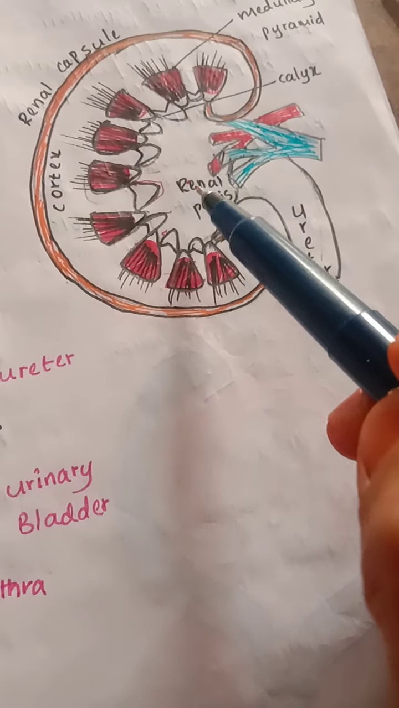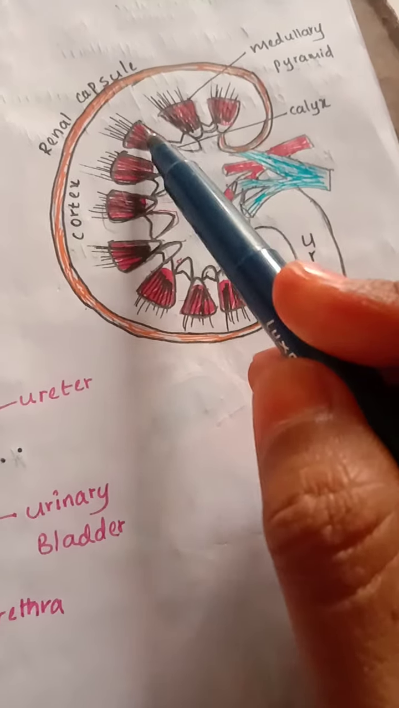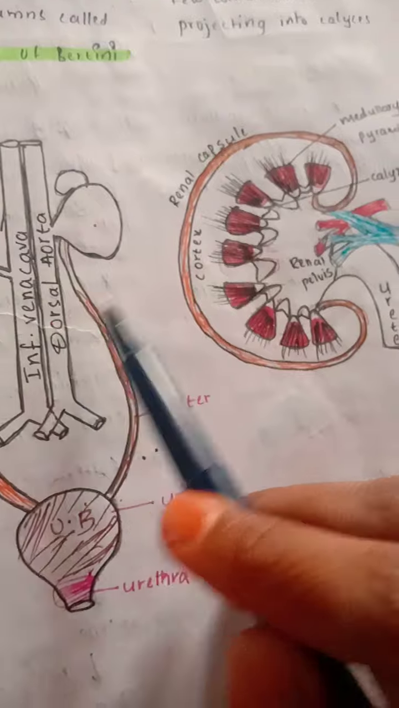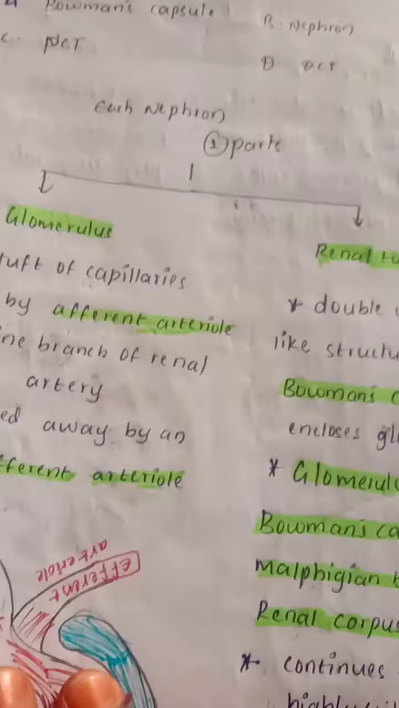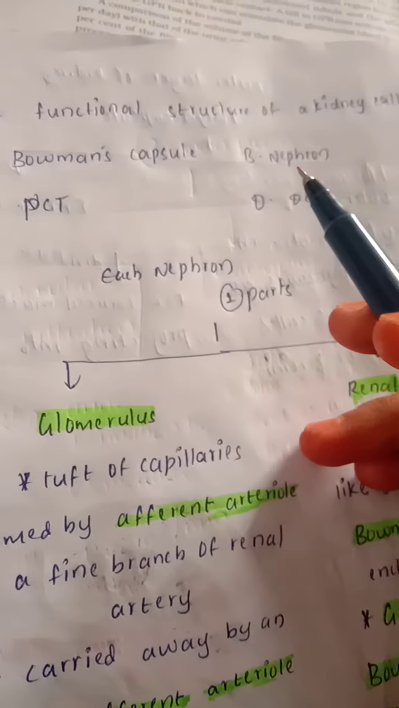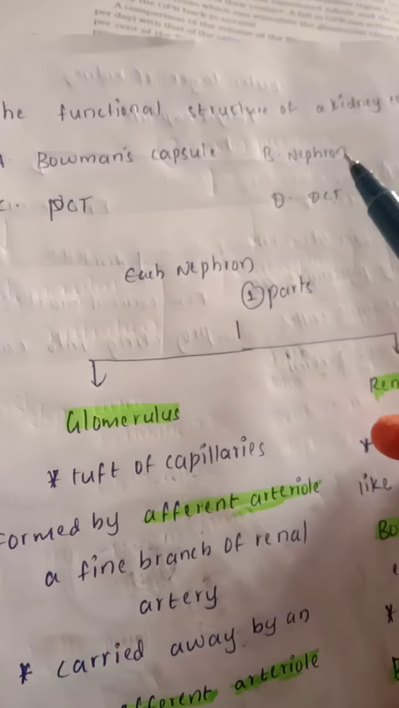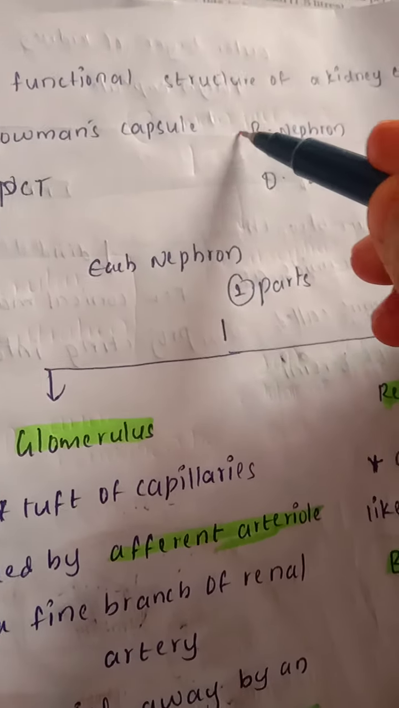The inner medulla is divided into many conical structures called medullary pyramids. This is the diagram related to that. Then let us discuss one more question. The functional structure of the kidney is called Bowman's capsule, nephron, PCT, or DCT? Nephron is the correct answer.